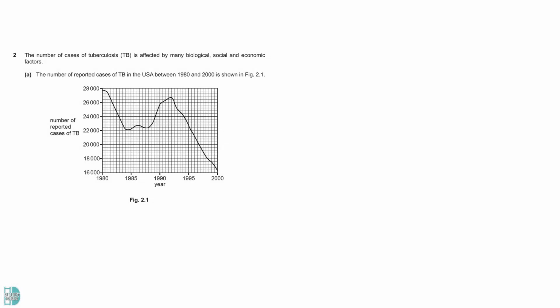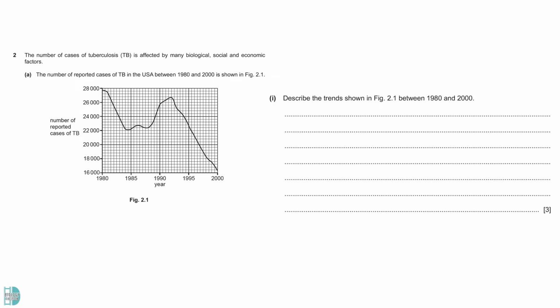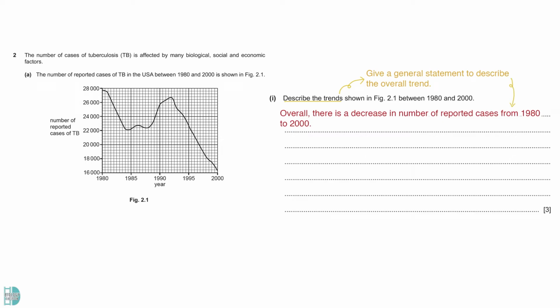2a shows how the number of TB cases changed in the USA from 1980 to 2000. 1. Describe the trends shown in the figure. When you are asked to describe a trend, always start with a general statement to give an overall idea of the pattern shown in the graph. In this case, there's an overall decrease in the number of reported cases throughout the years.